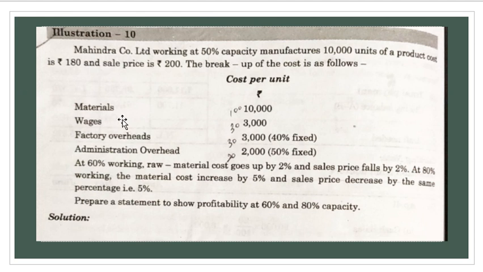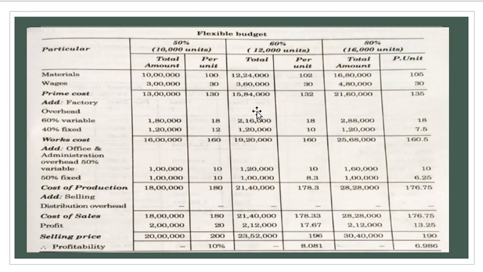So let us take first their direct expenses. Materials and wages, cost per unit is 130. So how many units are manufactured? 10,000 units. So 100 into 10,000, which will give us materials 10 lakh. Then for wages it is 30 cost per unit, so 30 into 10,000, which will give us 3 lakh. So the same thing will be applicable for 60% and for 80%.